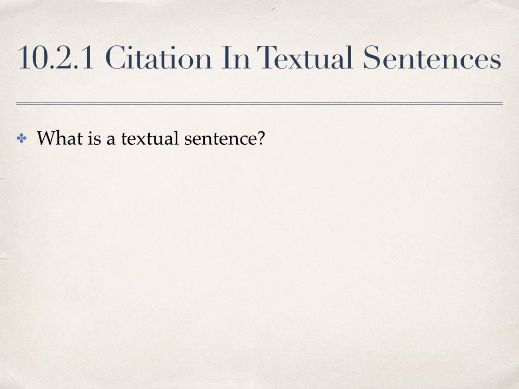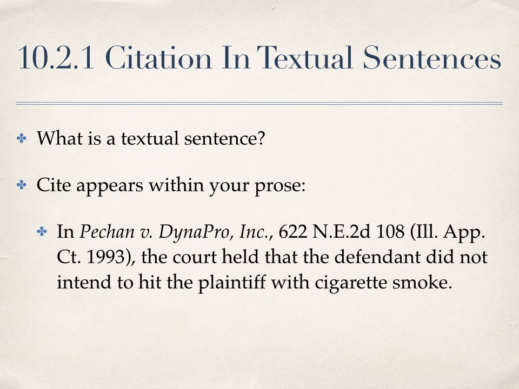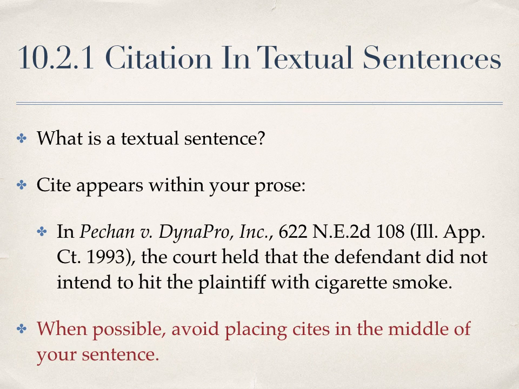So what is a citation in a textual sentence? It simply means that you've placed the cite in the middle of your prose. Look at this example. In this sentence, the writer has placed the citation for Peachin v. Dynapro in the middle of his sentence about the case's holding. This placement makes this a citation in a textual sentence. Although there may be times when you'll need to place your cite within your textual sentences, please avoid doing so when possible. Cites in the middle of your sentences make the sentences more difficult for your reader to read and process what you're trying to say.